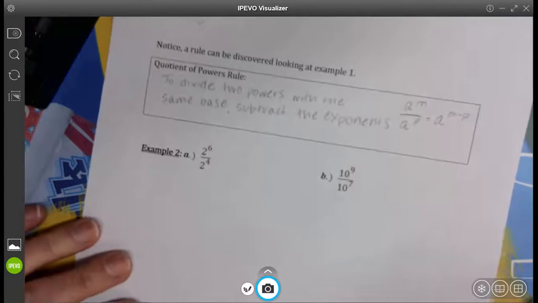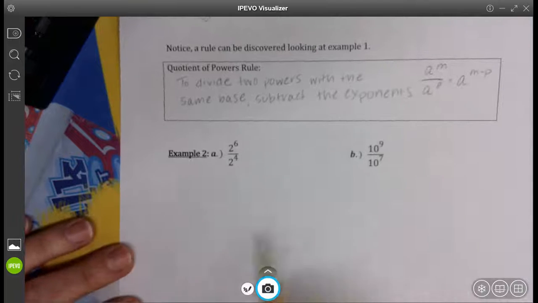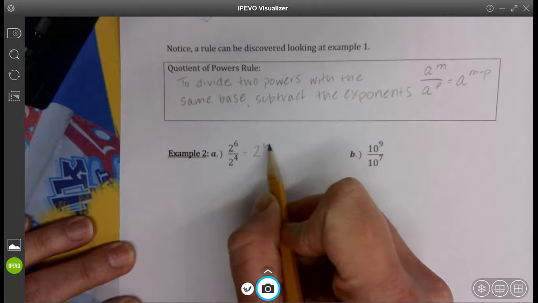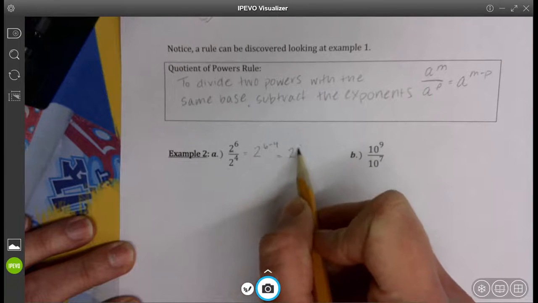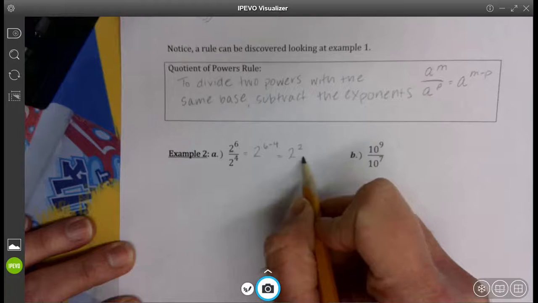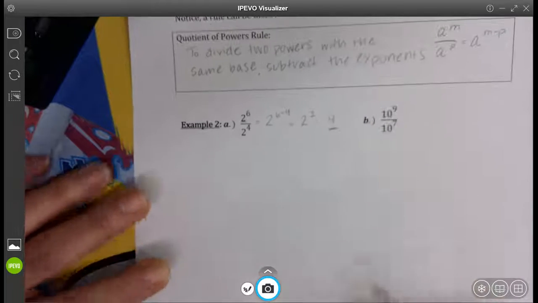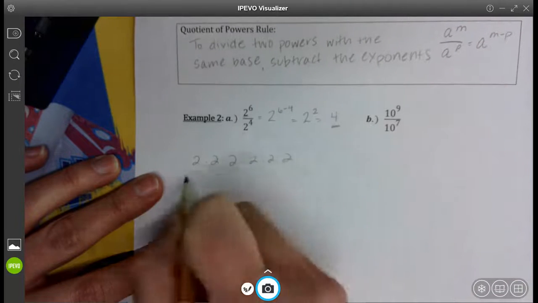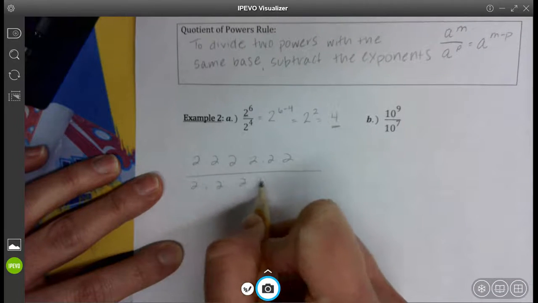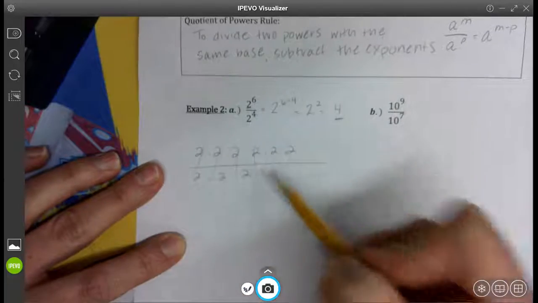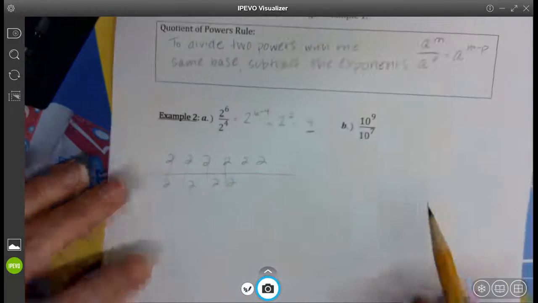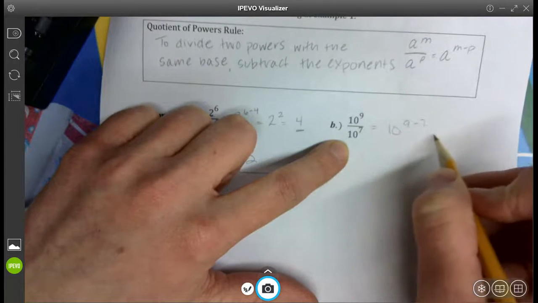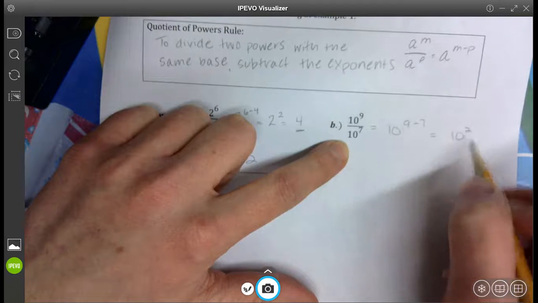So for example, here you have the same base of 2. So that's the same thing as 2 to the 6 minus 4, which is 2 squared, which is 4. You could have written it out as 2 times 2 times 2 times 2 times 2 times 2, all over 2 times 2 times 2 times 2, and you would have gotten the same answer. Okay. So same thing here. We have the same base. 9 minus 7 is 2, which is 100.